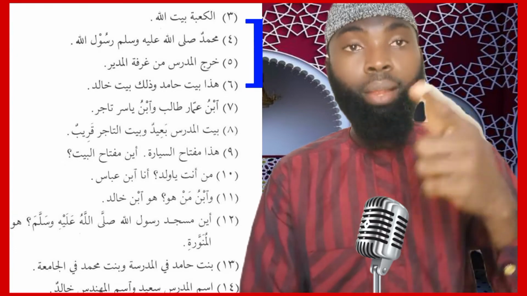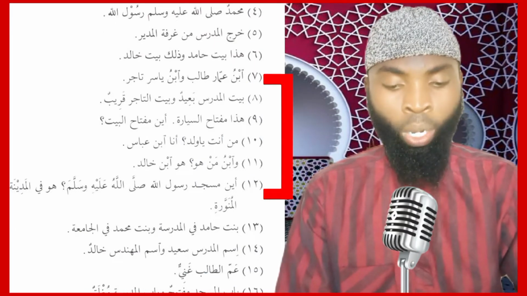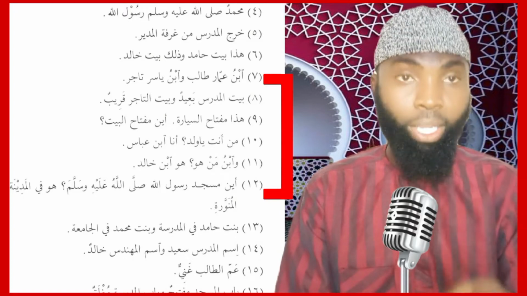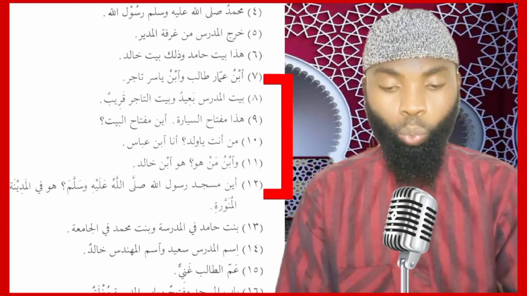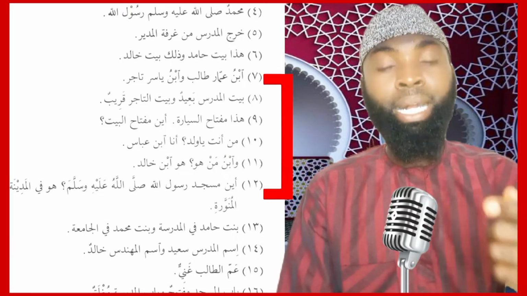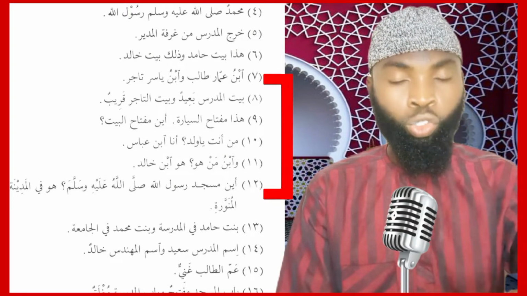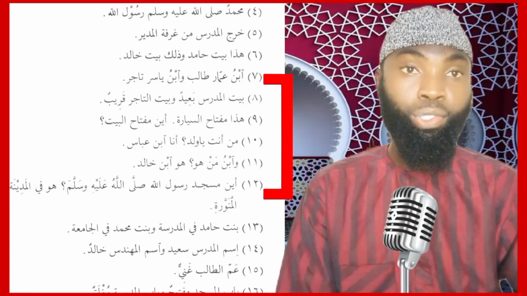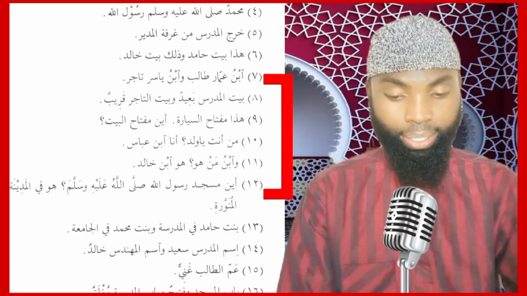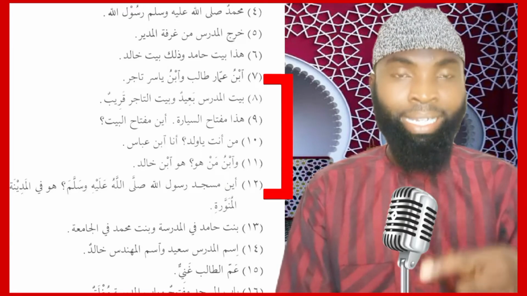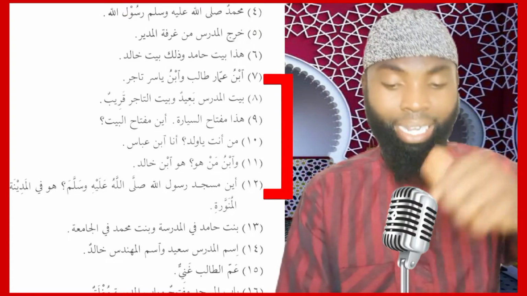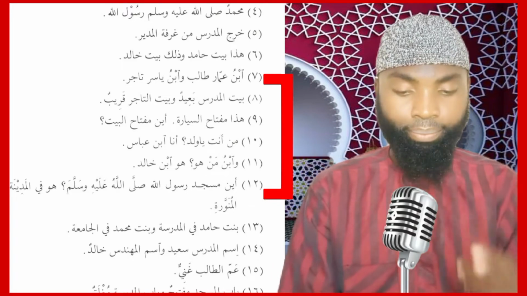Baytu Hamidin, Baytu Khalidin. Ibnu Ammarin. We can notice this Hamza, it is being pronounced as E at the beginning of Ibnu. So we say Ibnu. So Ammarin, Ibnu Ammarin. Ammar's son, Talibun, is a student. This is an adjective qualifying Ammar's son. Ammar's son is a student. Wabnu Yasirin, and Yasir's son, Tajirin. Wabnu Yasirin, and Yasir's son is a trader, a merchant.